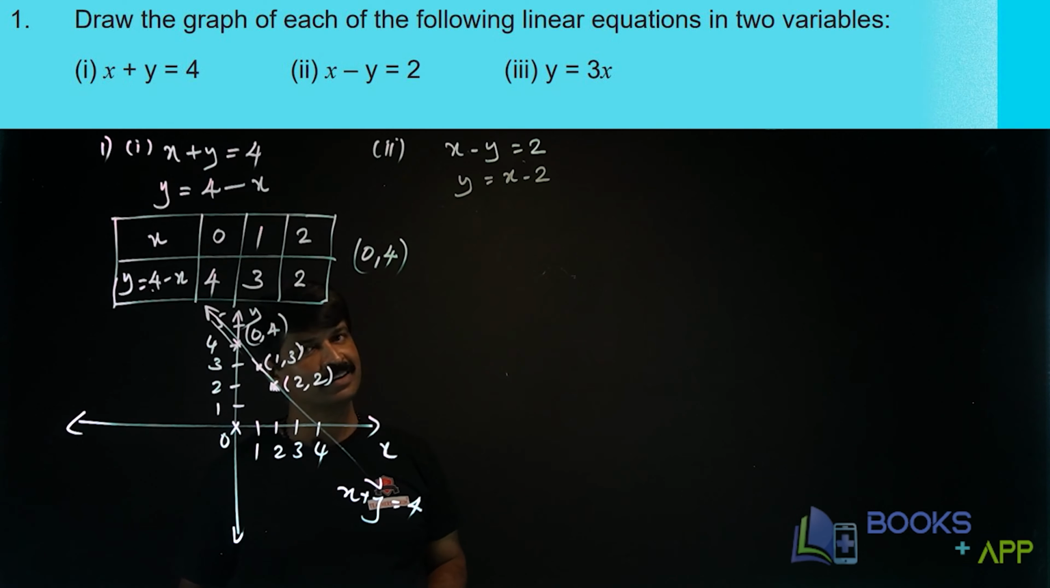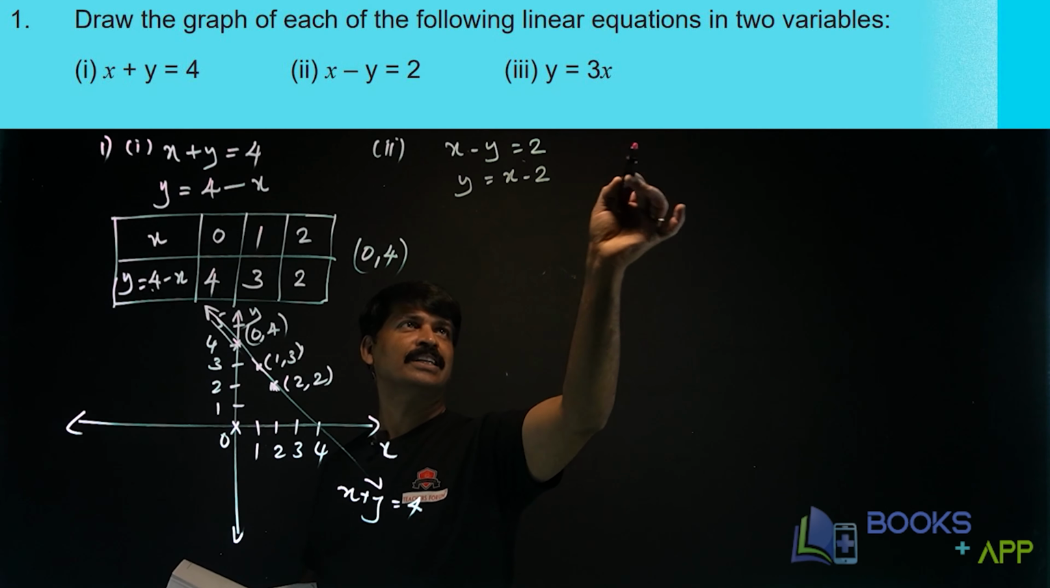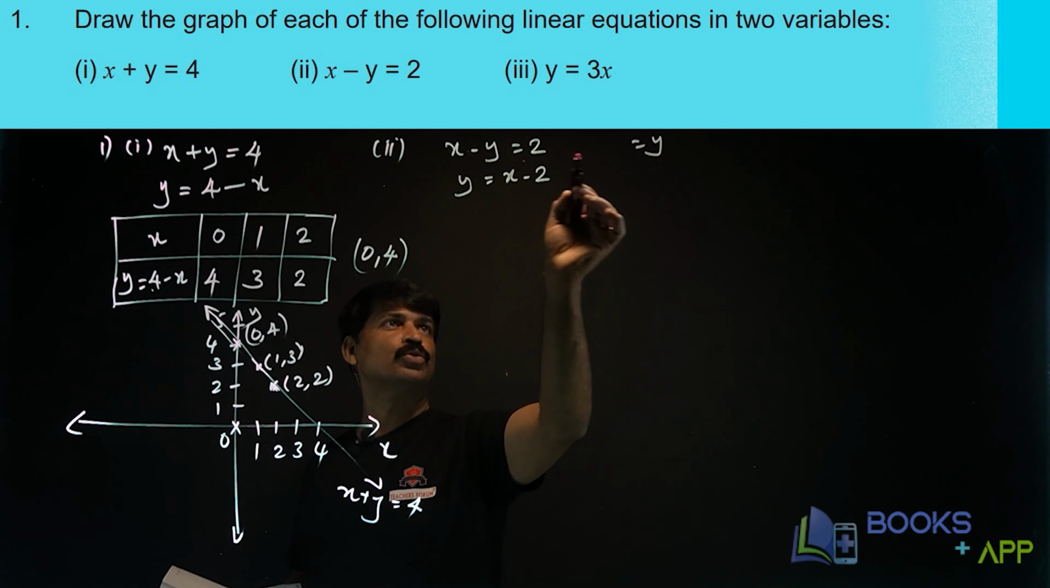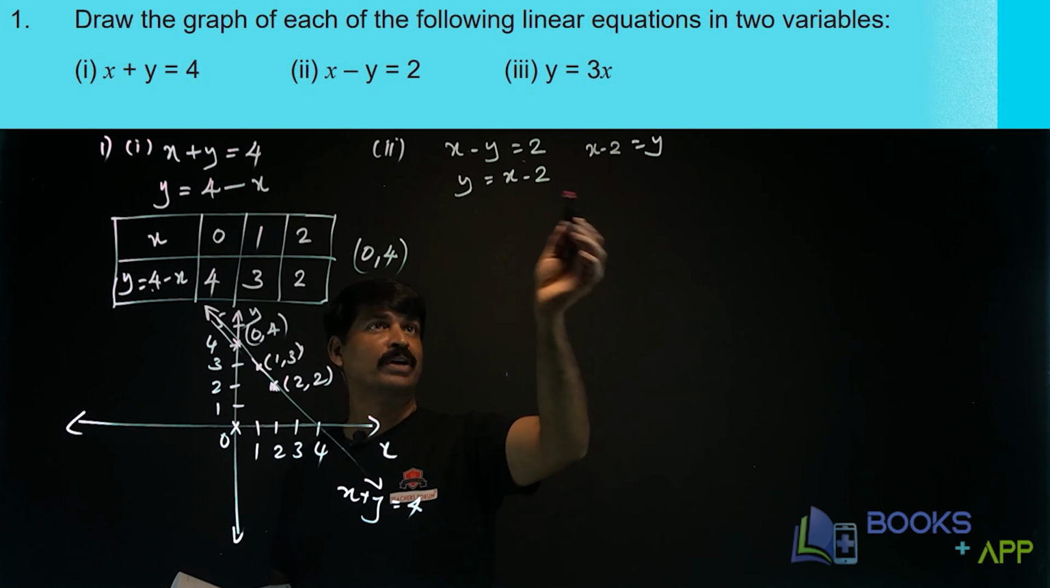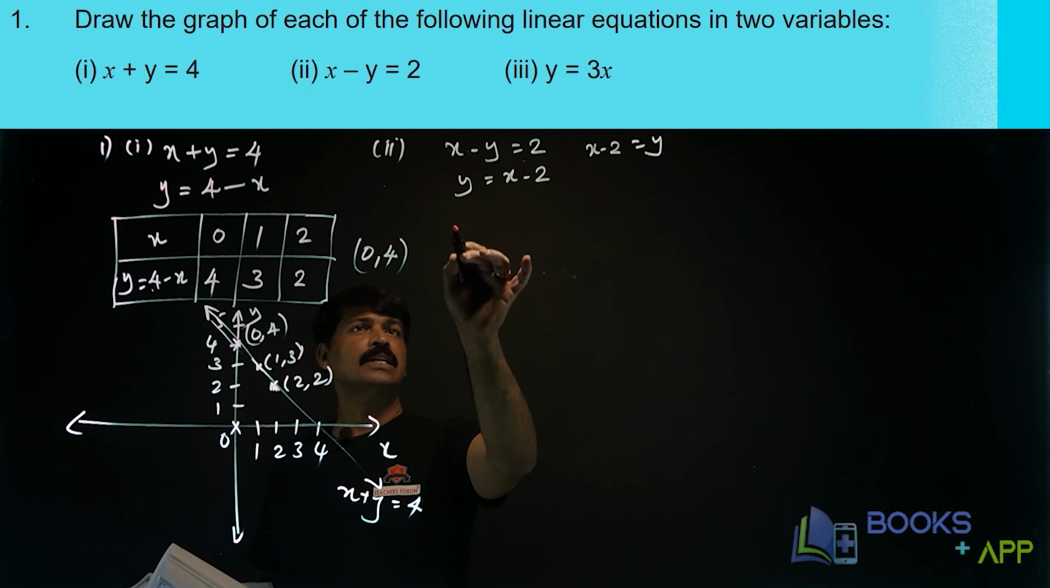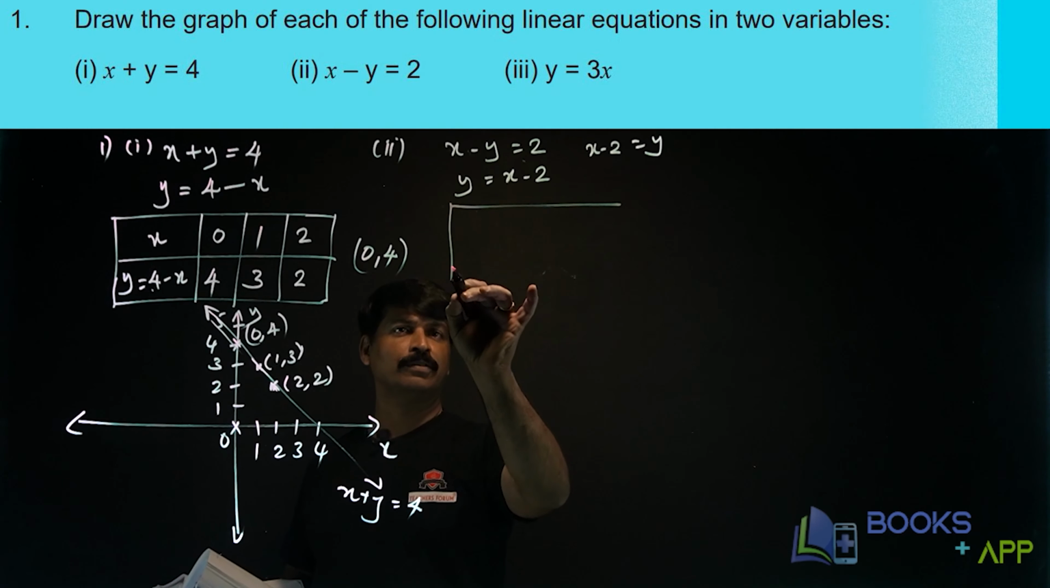Is it clear, children? When you take y to the other side, it becomes plus y. Take 2 to the other side, and this side it becomes x minus 2. So I wrote y first, that's all. y is equal to x minus 2. Clear? Now, let us find different solutions.